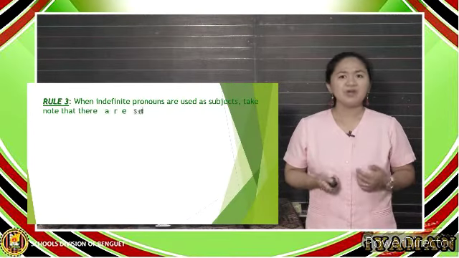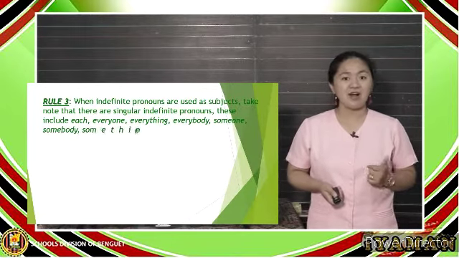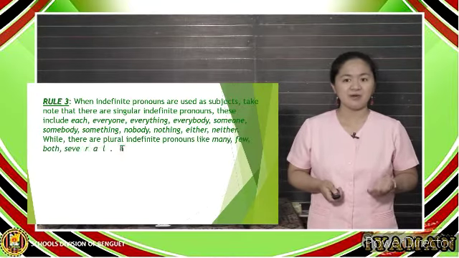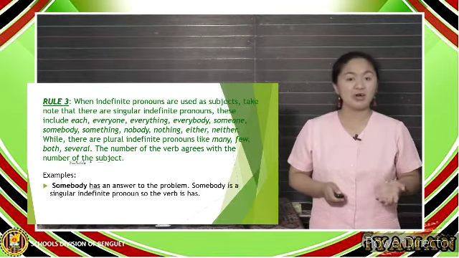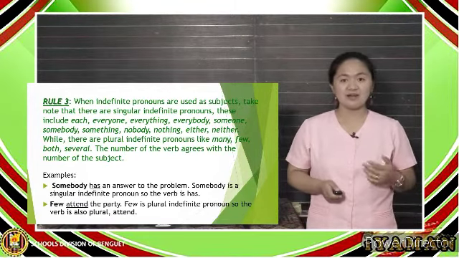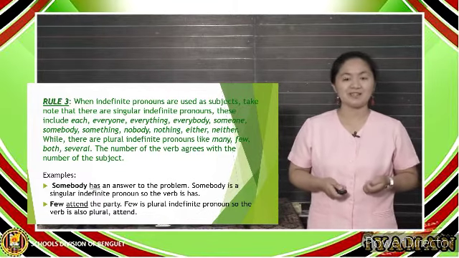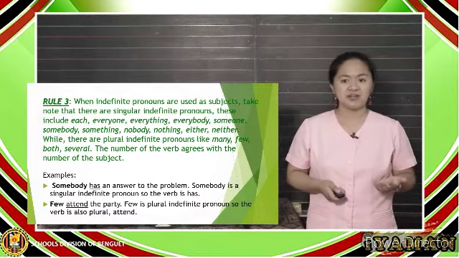Moving on, when indefinite pronouns are used as subjects, take note there are singular indefinite pronouns. This includes each, everyone, everything, everybody, someone, somebody, something, nobody, nothing, neither, either. While there are plural indefinite pronouns like many, few, both, some, several. The number of the verb agrees with the number of the subject. Take a look at the following sentences.